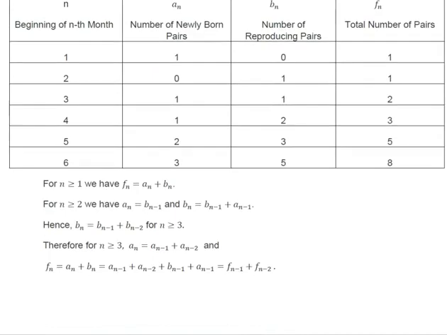So in general, for n greater than or equal to 1, f sub n is a sub n plus b sub n, according to our definitions. For n greater than or equal to 2, a sub n is b sub n minus 1. The number of newly born pairs in the beginning of month n equals the number of reproducing pairs in the previous month.